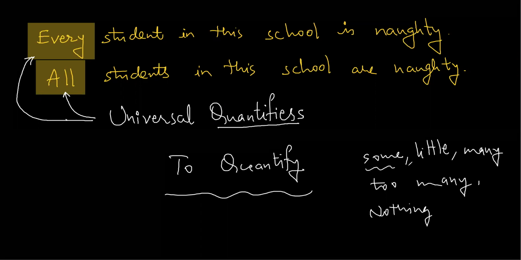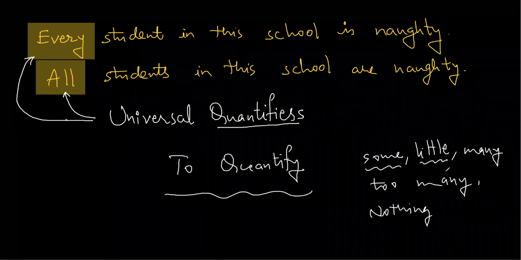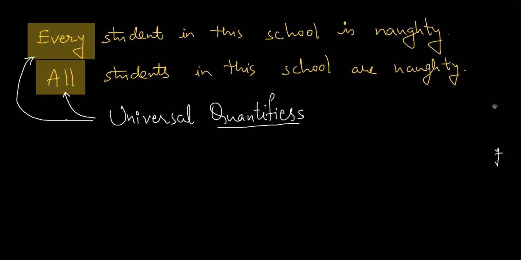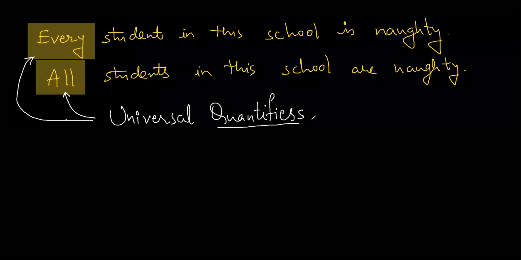If I say some, it means I'm giving an idea about the quantity. I'm saying little. Little means less. Many means more. So these words are giving us the idea about quantifying. Okay, so these two words, remember students, every and all, are known as universal quantifiers.